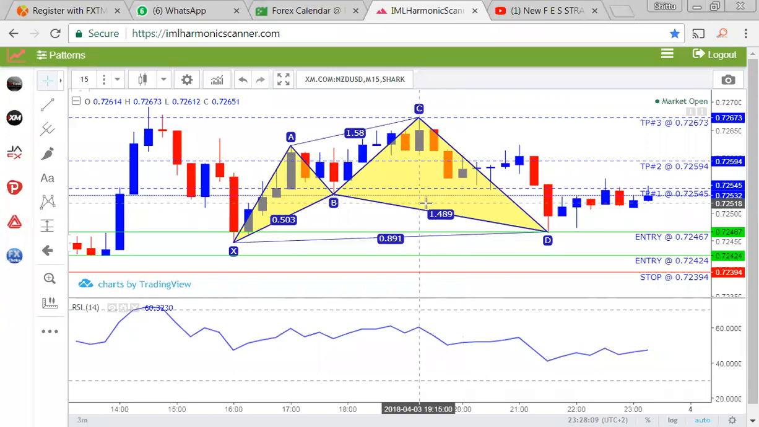I would have had a perfect condition. Now, this guy touched the entry price, and presently it has even touched the take profit one. This is our take profit one at 0.72545. This candle is on 0.72549. So it has already delivered take profit one.